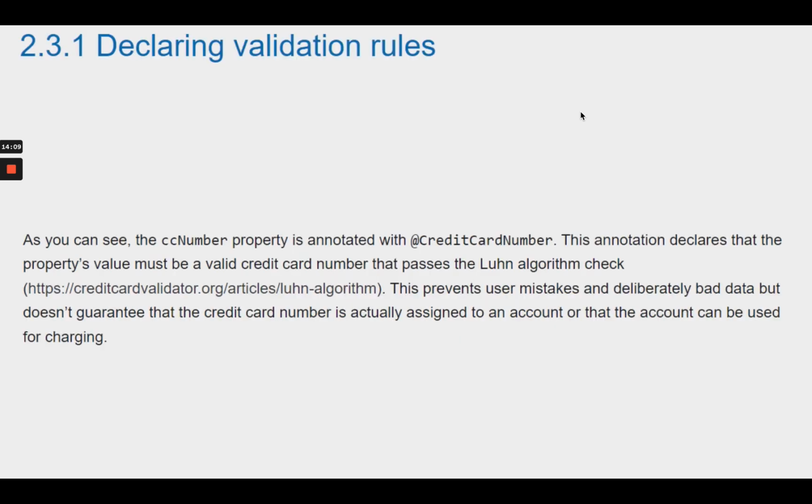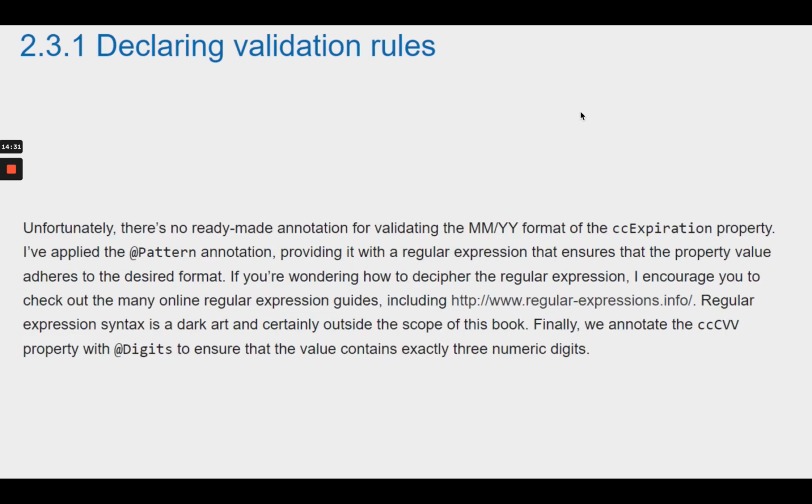As you can see, the ccNumber property is annotated with @CreditCardNumber. This annotation declares that the property's value must be a valid credit card number that passes the Luhn algorithm check. See this link. This prevents user mistakes and deliberately bad data, but doesn't guarantee that the credit card number is actually assigned to an account or that the account can be used for charging.